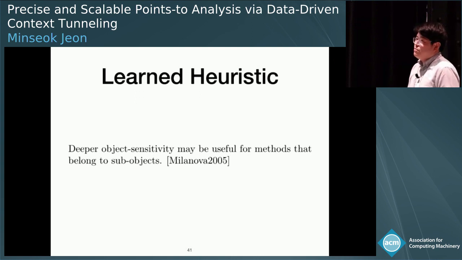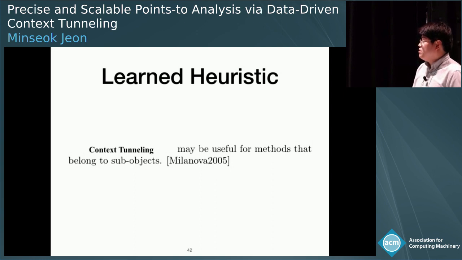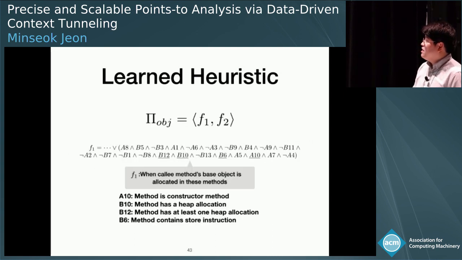Unexpectedly, our learning algorithm reproduces a heuristic of prior research. Milanova et al. said that deeper object sensitivity may be useful for methods that belong to a sub-object. In our case, the heuristic corresponds to: context tunneling may be useful for methods that belong to a sub-object. In object sensitivity, context tunneling is applied if the base object of the calling method is allocated in F1. And a clause of F1 says that if a constructor method allocates a sub-object and stores it to a field, methods belonging to the sub-object need context tunneling.